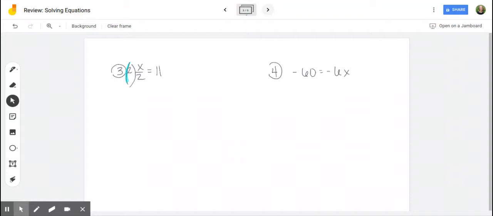Okay. But if we do something to one side, we have to do it to the other. Okay. Our 2's cancel out. And actually, if you wanted to make this a fraction, you could. Okay. So our 2's cancel out, and we would be left with x over 1, which is just x. And 11 times 2 is 22.